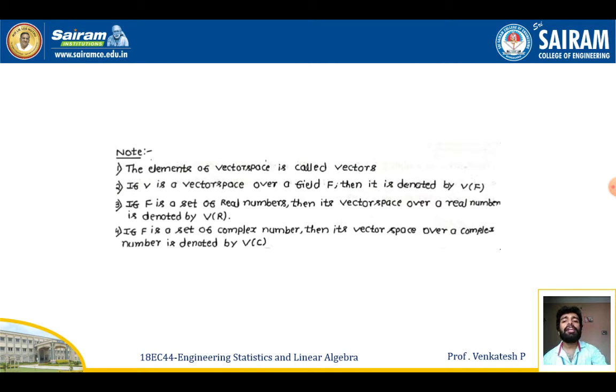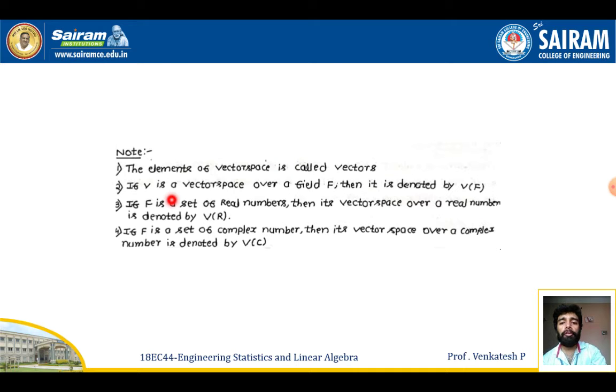The first one is the elements of a vector space will be called vectors. So in the previous definition, α, β and γ will be called vectors because they are contained in the vector space V. Second one, if V is a vector space over a field F, then it is denoted by the symbol V(F). So this is the symbol for vector space V.